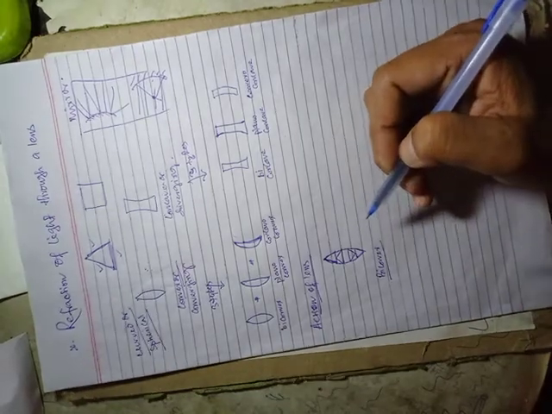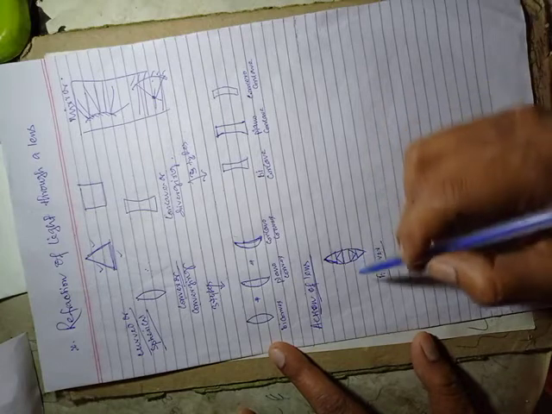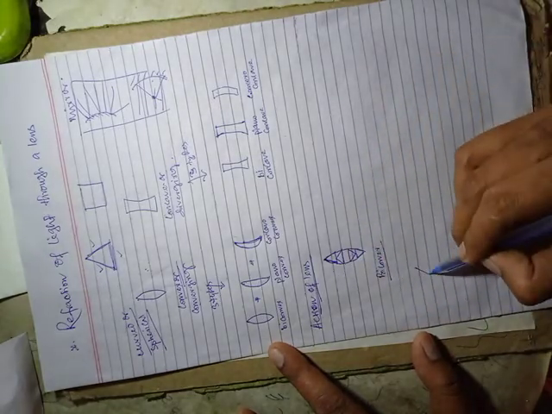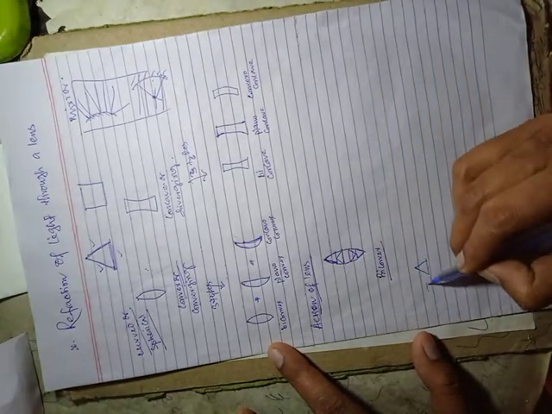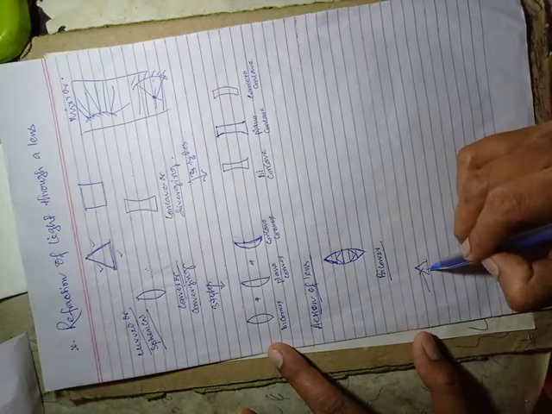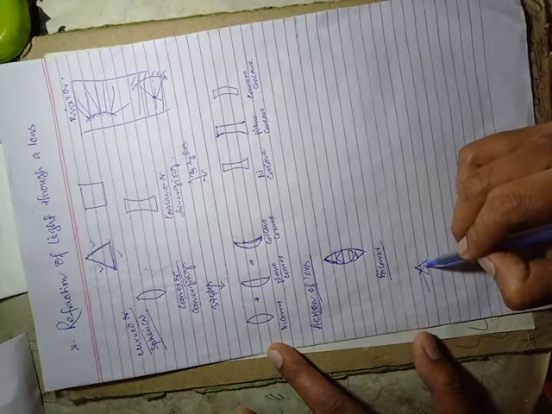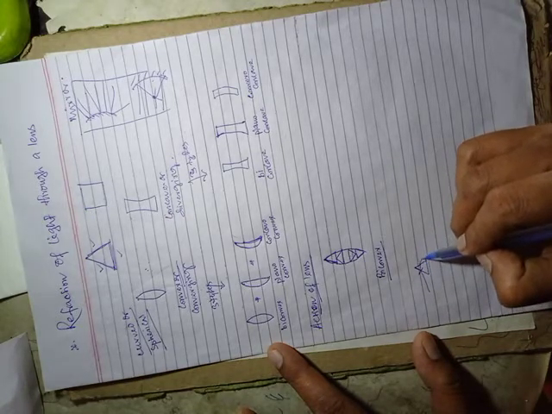Now if a light ray falls on this lens, students, suppose this is a prism. When a light ray falls on the prism, here is the normal. Going from rarer to denser means towards the normal, and denser to rarer means away from the normal.